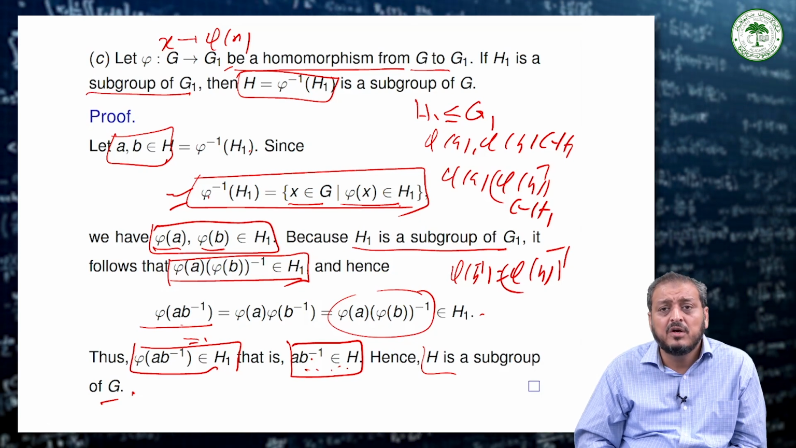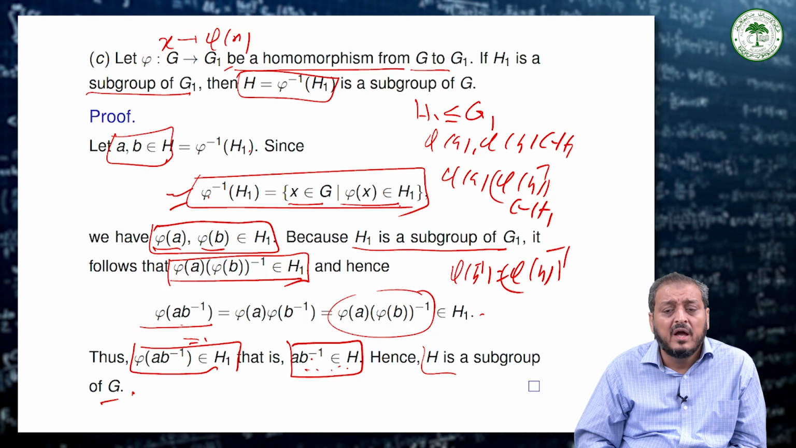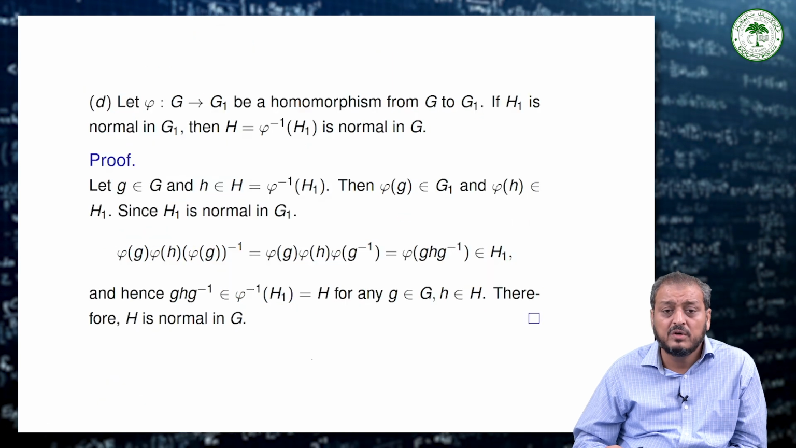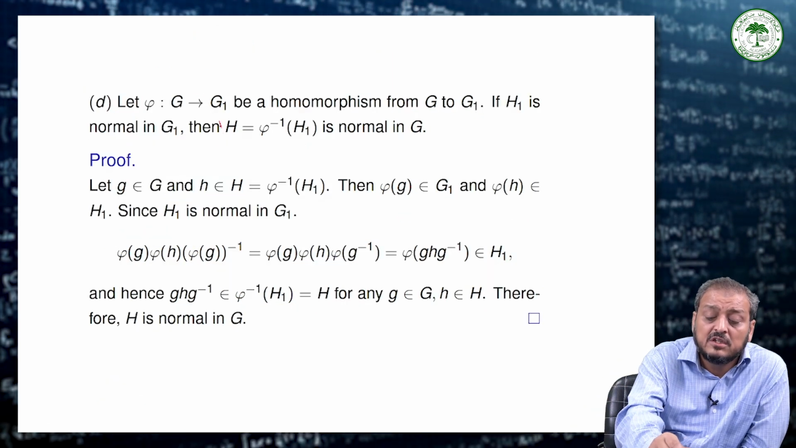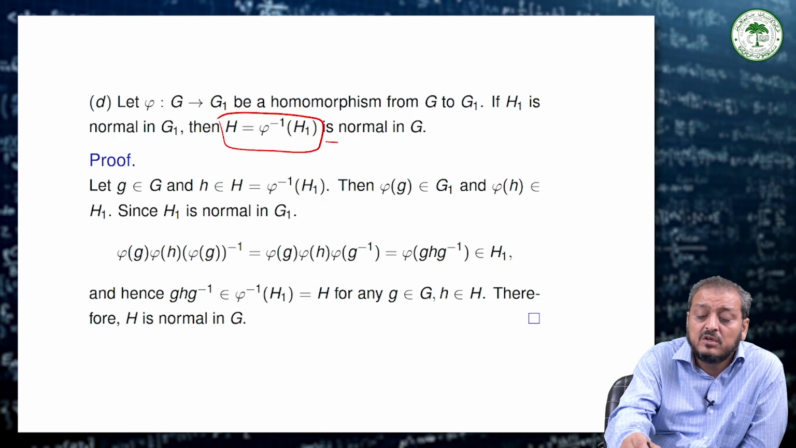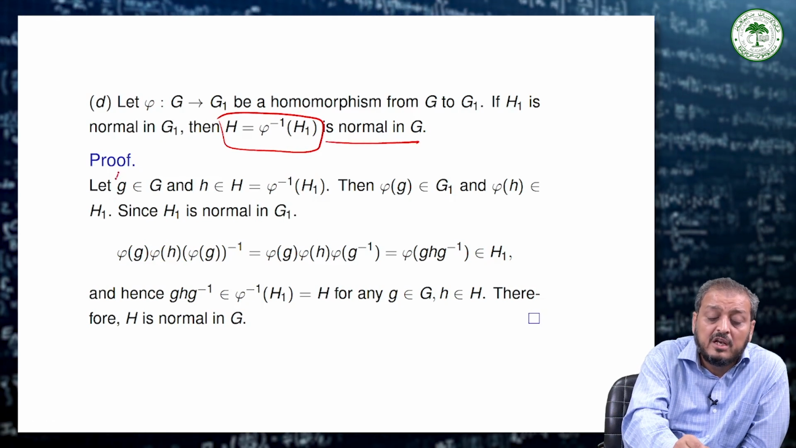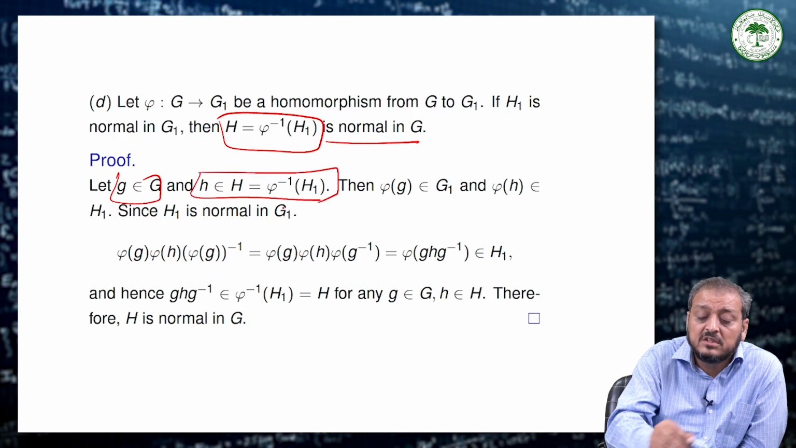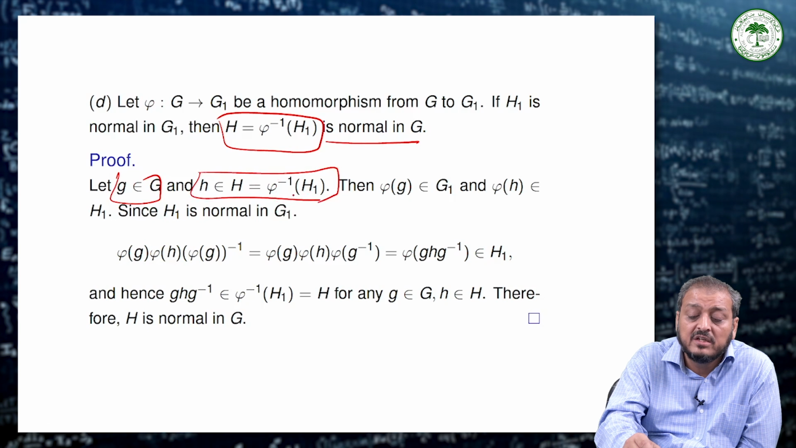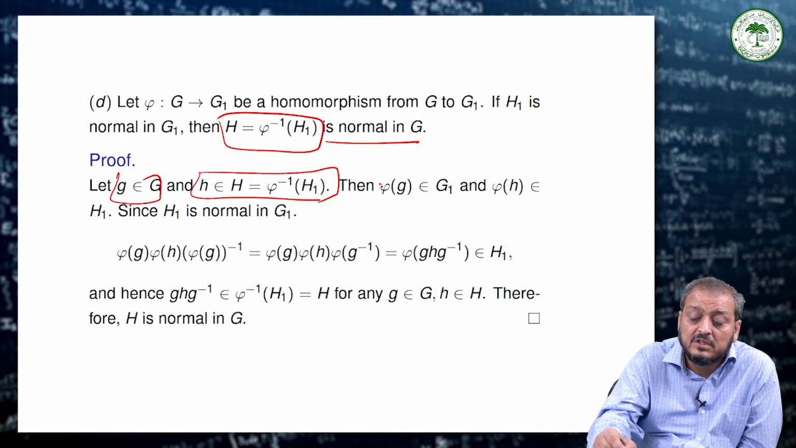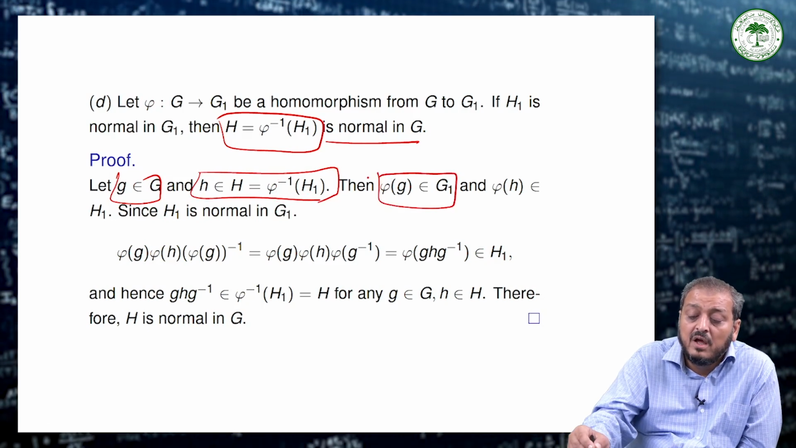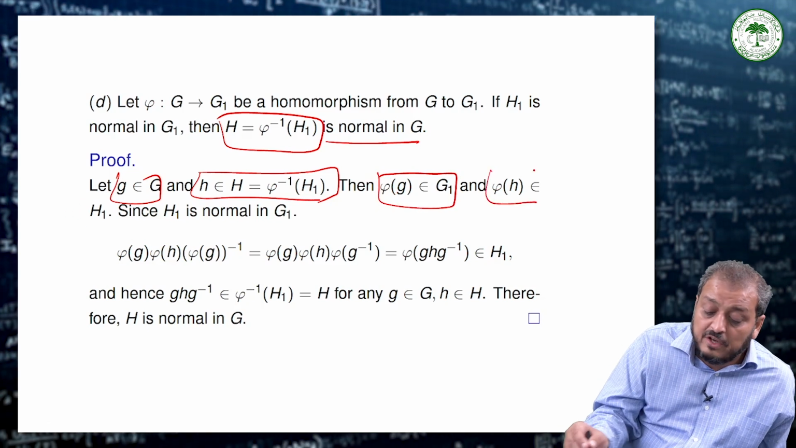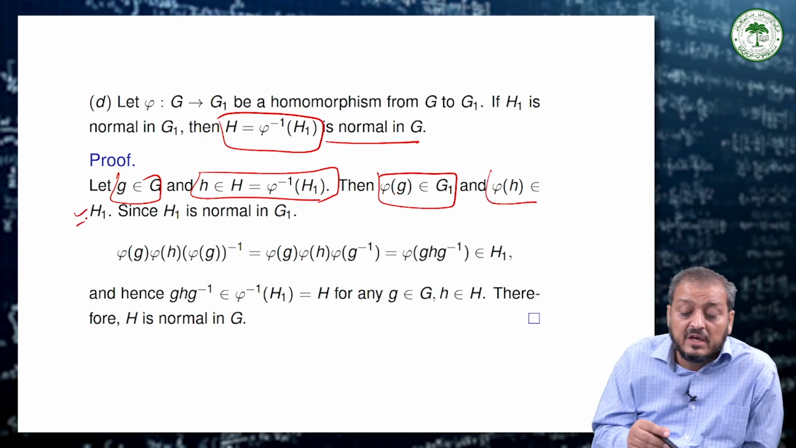Okay, so now we go to the next part, where we say that phi from G to G1 is a homomorphism, and H1 is a normal subgroup in G1, then we have to prove that H, equal to phi inverse H1, is normal in G. So we take any element g of G, and H is phi inverse H1. Now if g is an element of G, then phi of g is an element of G1, and phi of h is an element of H1.